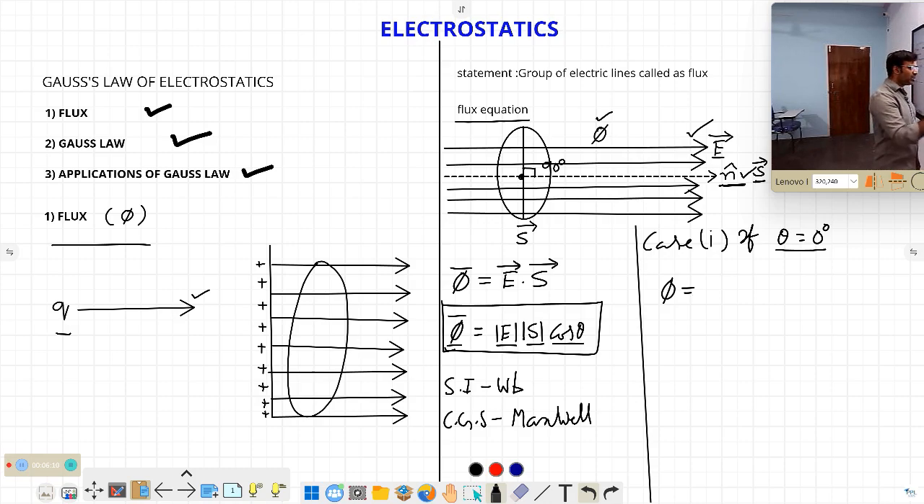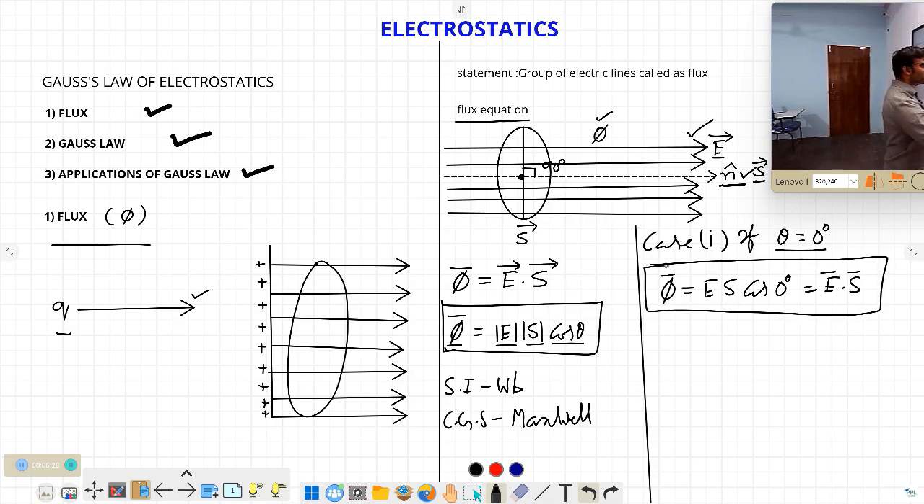So what can we say using the formula? Phi is equal to E into S into cos 0 degrees. What is the cos 0 value? That is 1. That is nothing but E dot S. So flux is equal to the magnitude of the electric field times the magnitude of the area, which gives the maximum flux. This is called the maximum condition, maximum phi. Flux will be maximum when the angle between the electric field and area is 0 degrees. This is the first case.